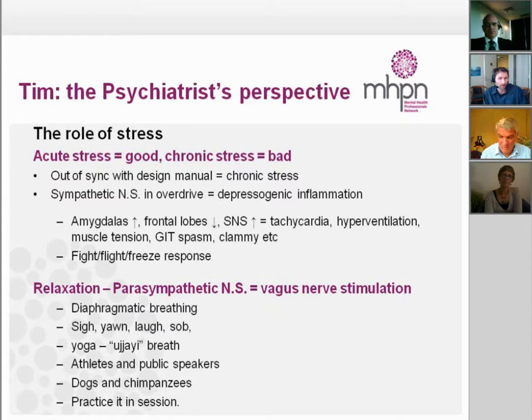I then point to diaphragmatic breathing and talk about sighing and yawning, laughing and sobbing, how none of us have been taught these things. Yawning actually happens in the womb. Link that to Ujjayi breathing in yoga, and to athletes like AFL footballers and public speakers like Julia Gillard using diaphragmatic breathing.